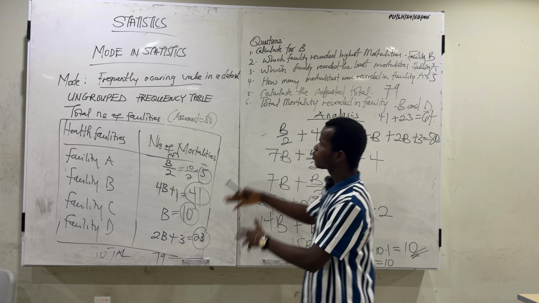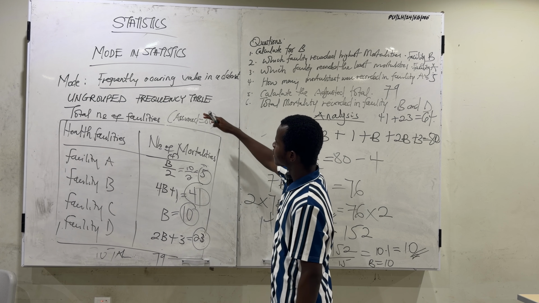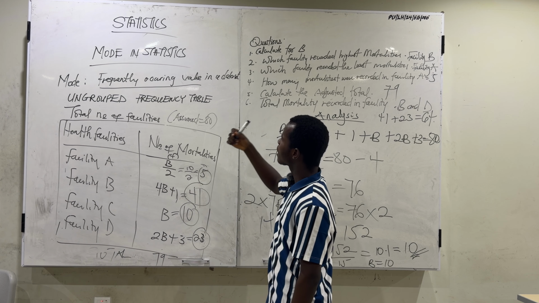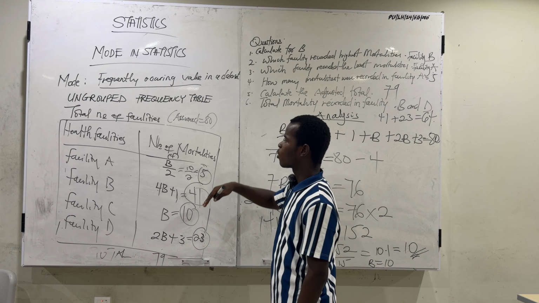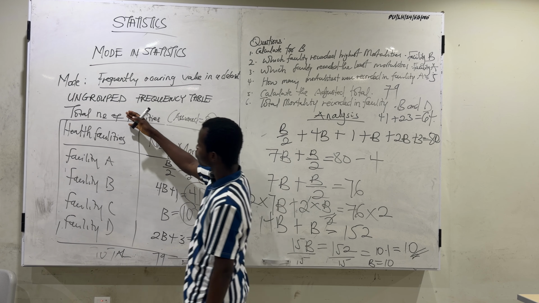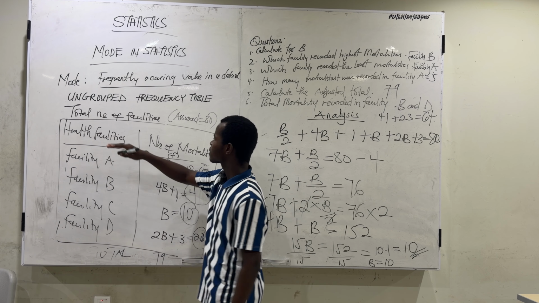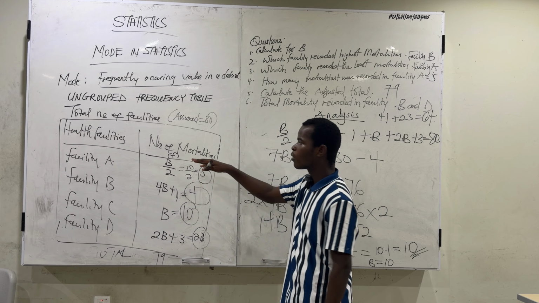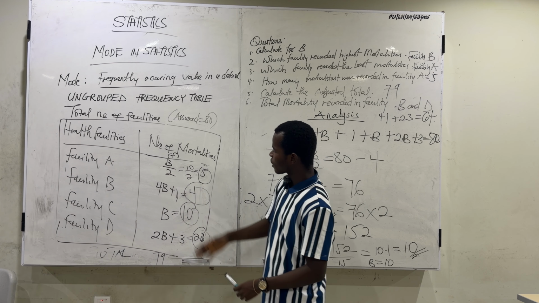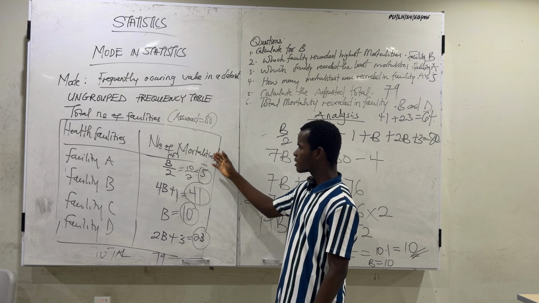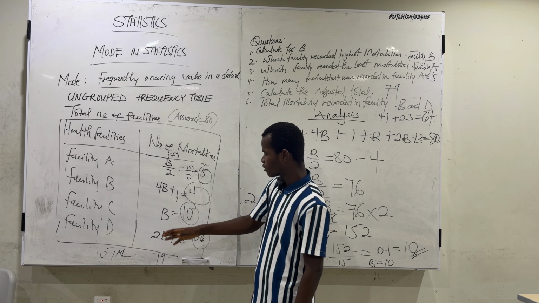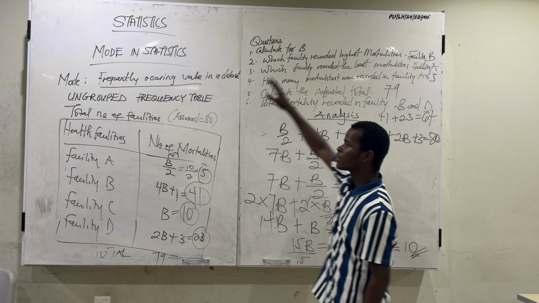So let's go through again. The table is a typical ungrouped frequency table for which you are treating mode. We have two columns of a table here, showing health facilities and number of mortalities. Facility A, B, C, and D. In the question, we are not given these values. It was b over 2, 4b plus 1, b, and then 2b plus 3. And we were supposed to calculate for the b.